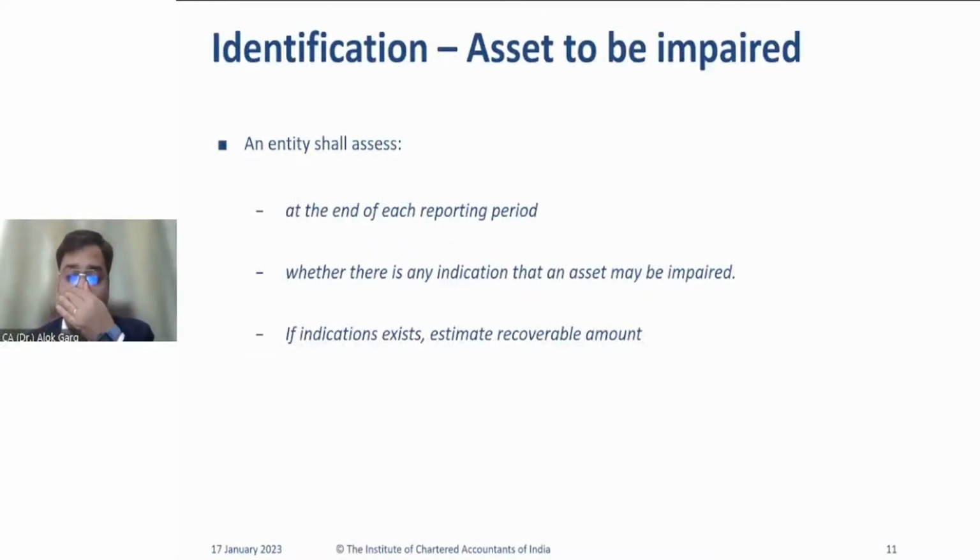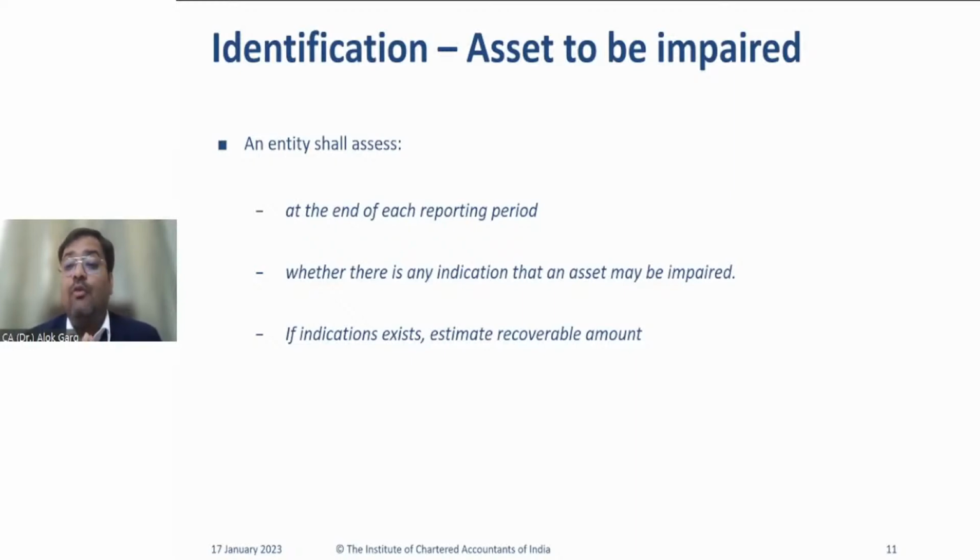Yes. Friends, now let's discuss the first concept: identification of an asset that may be impaired. So friends, why identification of an asset that may be impaired? An asset may get impaired, right? So why is it important? First of all, as I have told you, impairment is not a theoretical exercise.